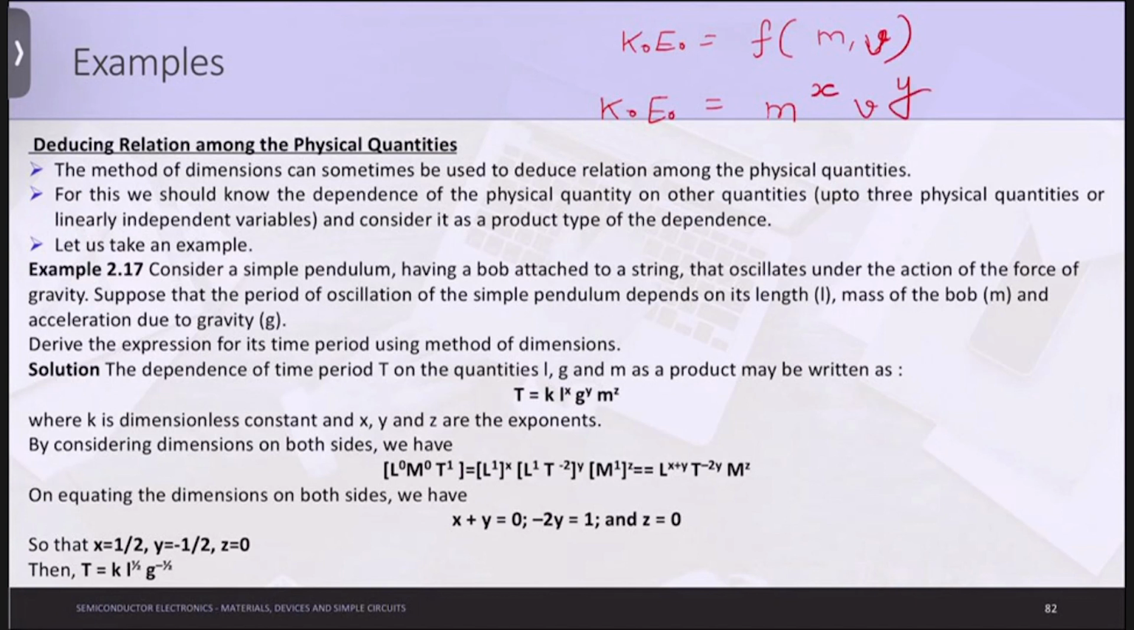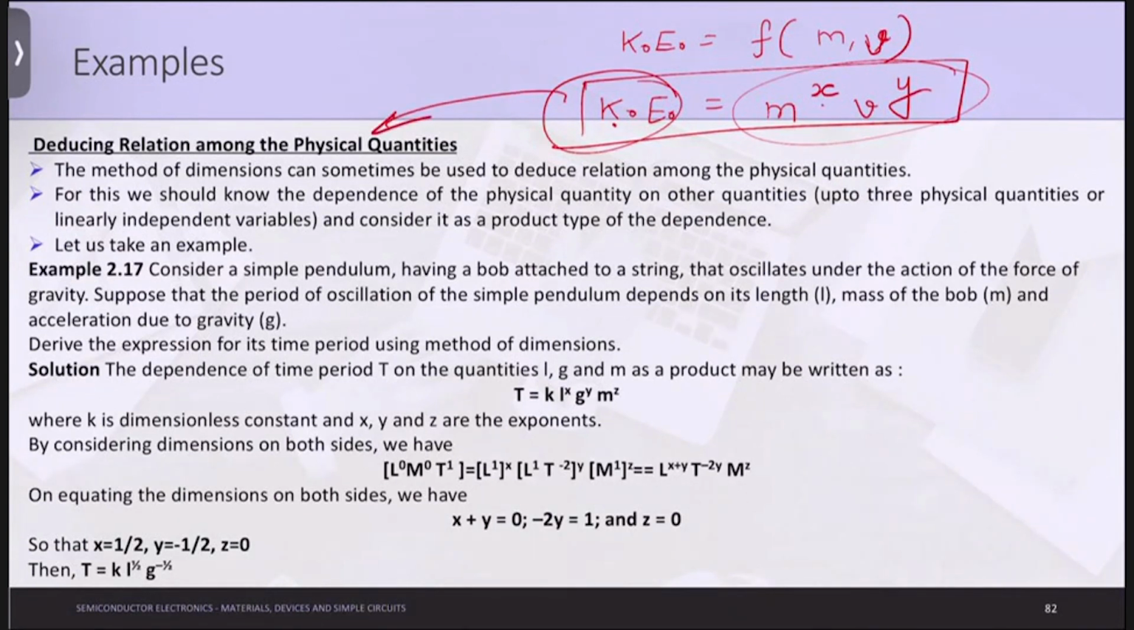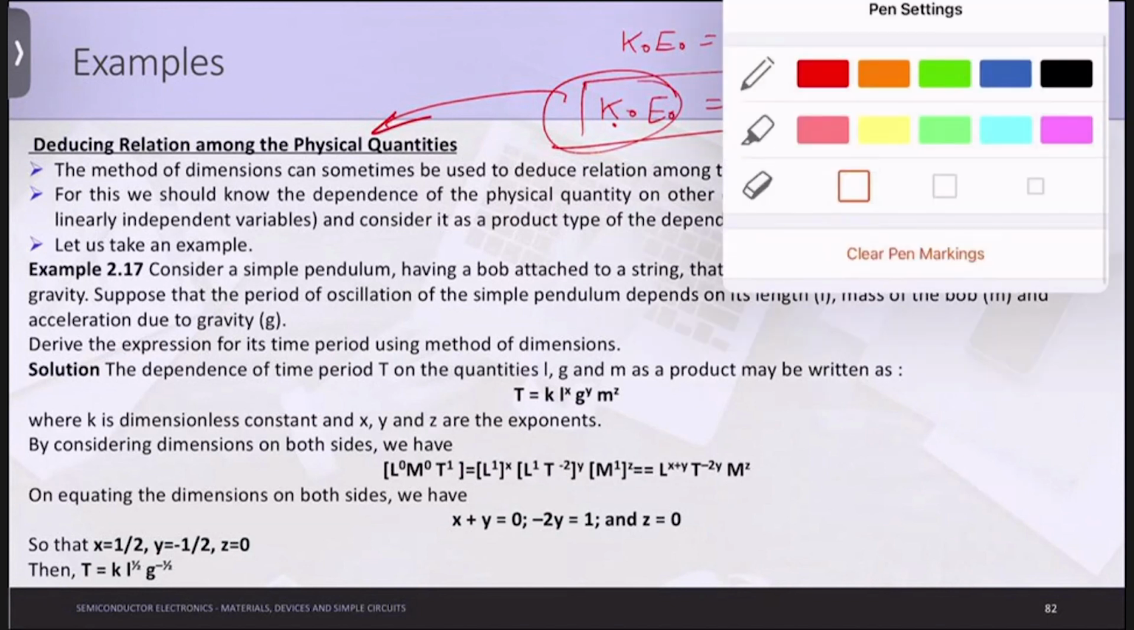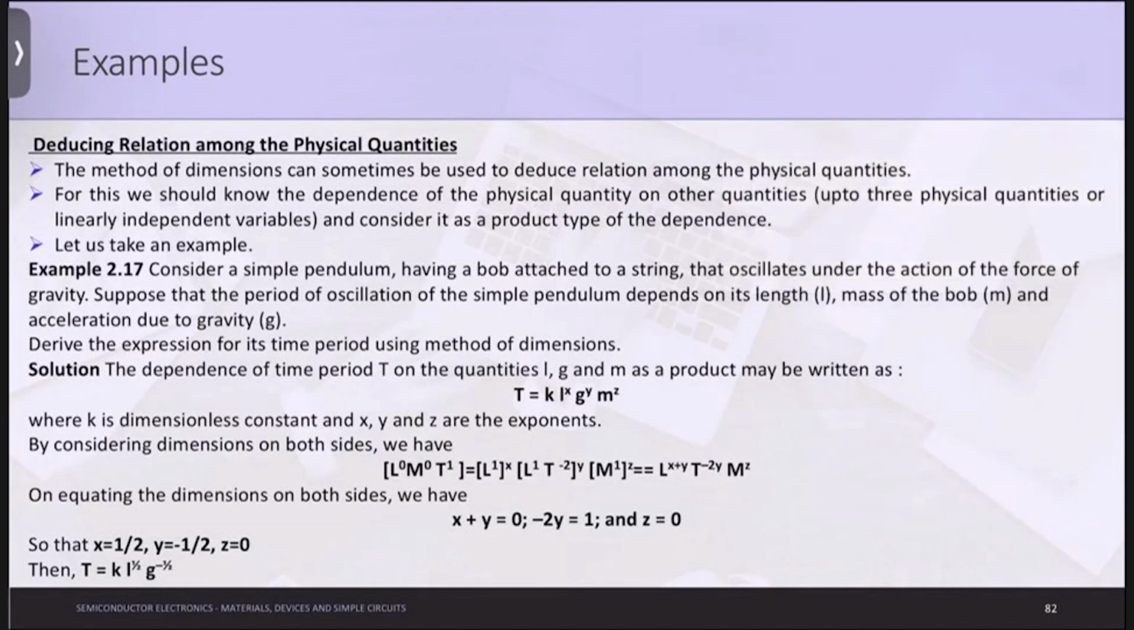Now, as we know, if this equation is correct, the dimension of the left hand side will be equal to the dimension on the right hand side. Just try to equate the constants, and that is the complete concept which is written here. That is deducing relations among the physical quantities. Well, the example has been done here.